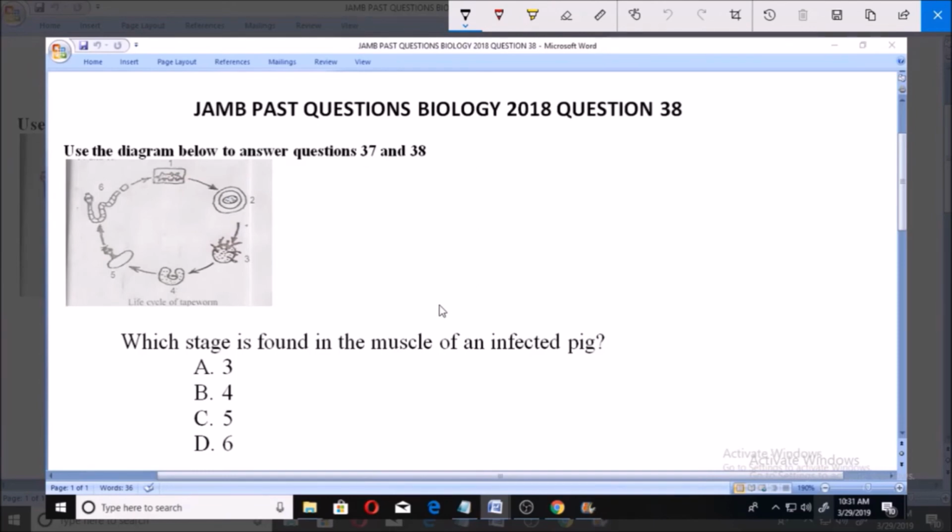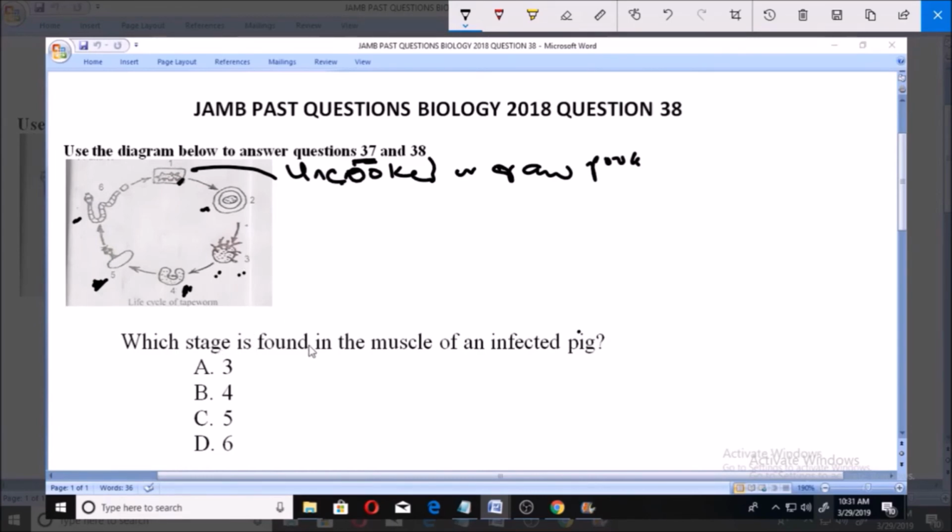In the previous video about question number 37, I was able to explain the stages that we have, from where the uncooked, half-cooked or raw pork is taken. Once you take it in, it gets attached to the walls, then down to where man starts getting infested. Then down to where it starts moving in the bloodstream to this point. So before you start getting infected, you're going to have it in the muscles and in other parts of the body.